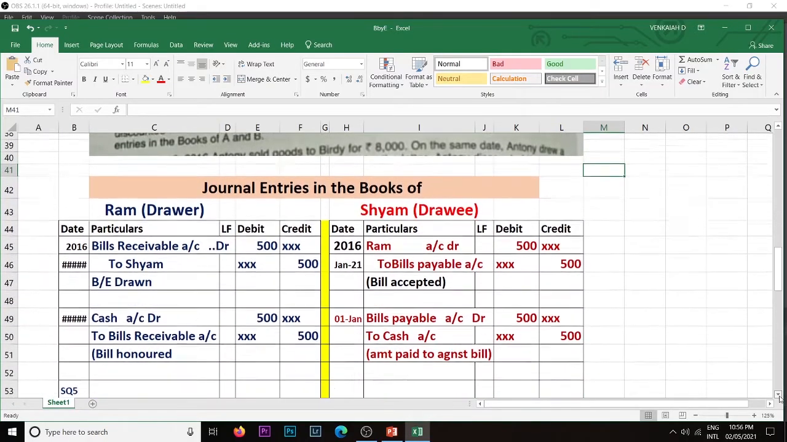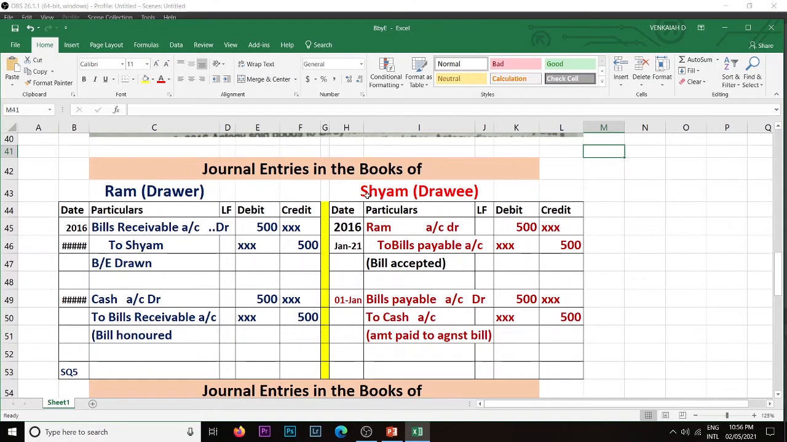Now look at the journal entries in the books of Ram and Shyam. Ram drew the bill, Shyam accepted the bill and sent it to Ram. Ram is receiving the bill: bills receivable account debit to Shyam account. Shyam accepted the bill: Ram account debit to bills payable account. The amount is 5000. Okay, the bill is drawn, the bill is accepted.